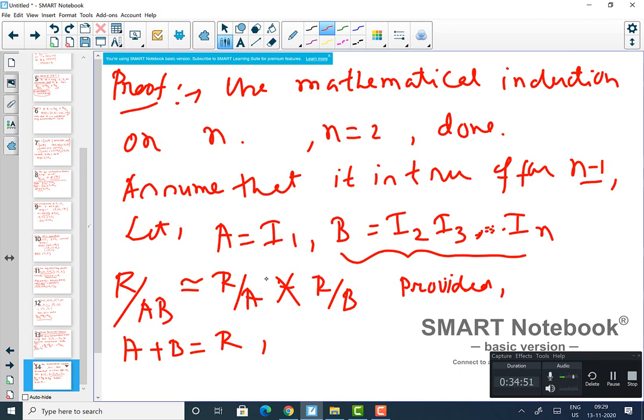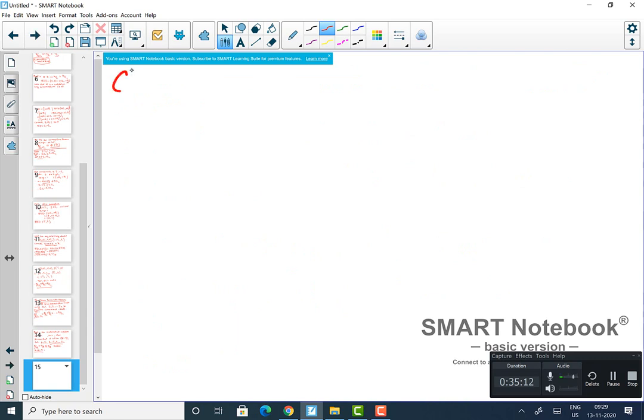Now, co-maximality is something that you need to check properly: whether, if we take these n minus 1 many things together, they will still be co-maximal with the one element. That is the interesting part that you need to check. Once you have checked this, the theorem is just one line, right? So our claim is that A plus B is also R. This is co-maximal, right? A is the ideal I1 and B is the product of I2 to IN, and they are co-maximal, right?